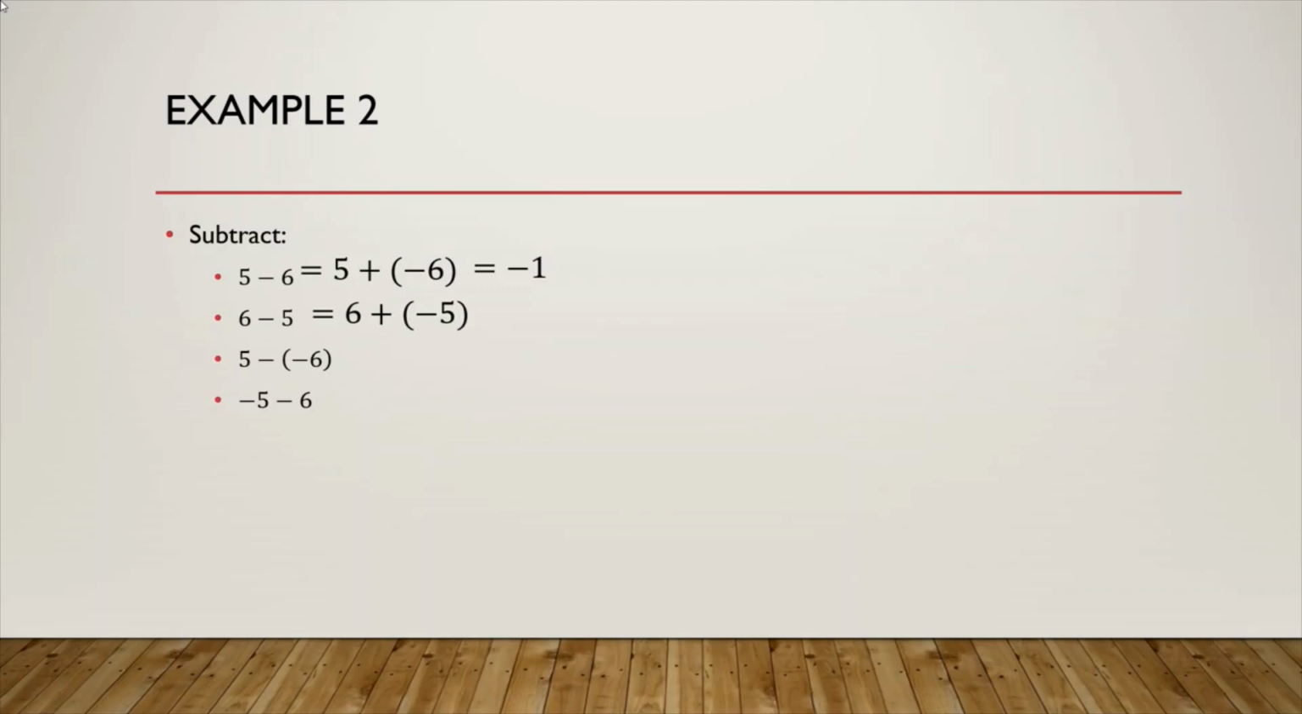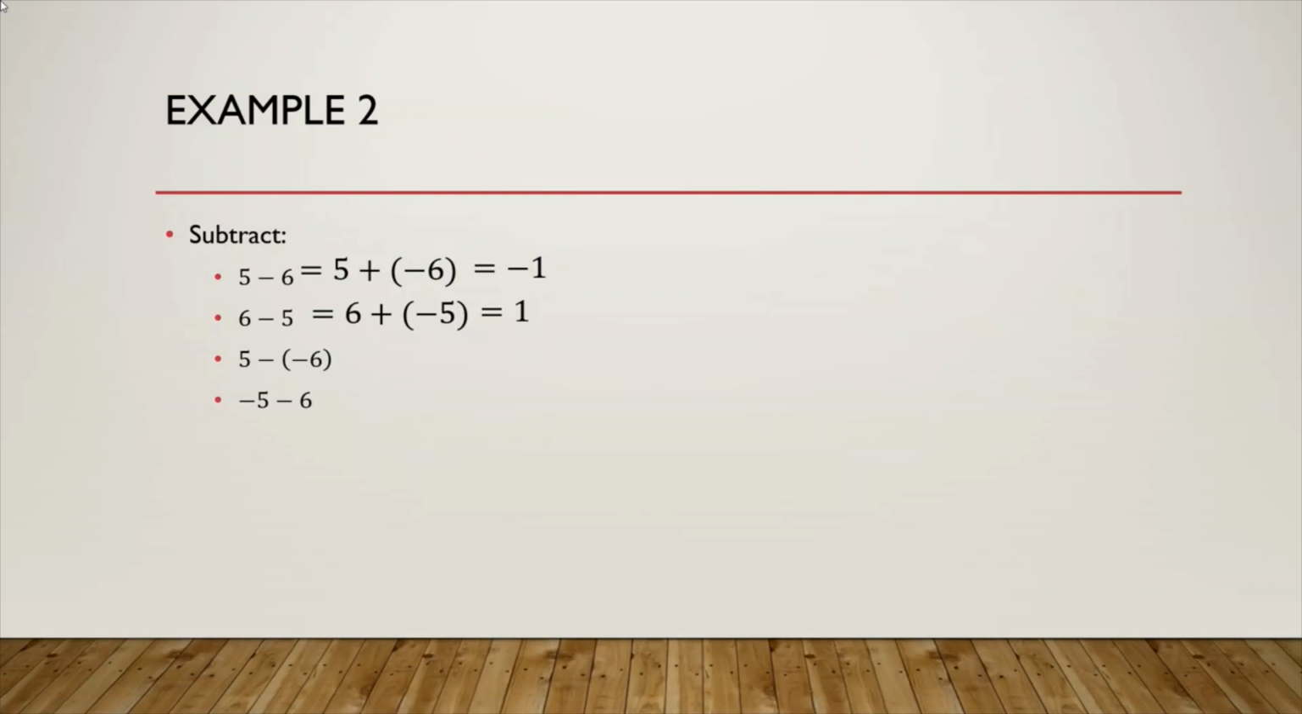Here you have 6 minus 5. I think you know you can do that. 6 take away 5, you end up with 1. But just to show you, you can change subtraction to adding the opposite. So it becomes 6 plus negative 5. Apply the sign rules. The difference of the two is 1. Keep the sign of the larger number, which would be 6, so it would be a positive 1.